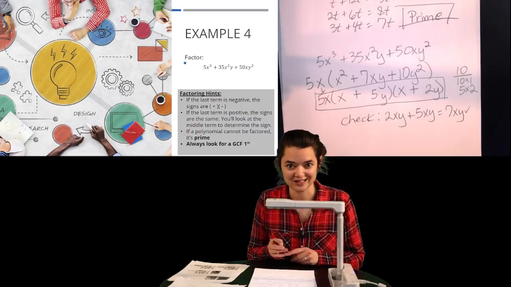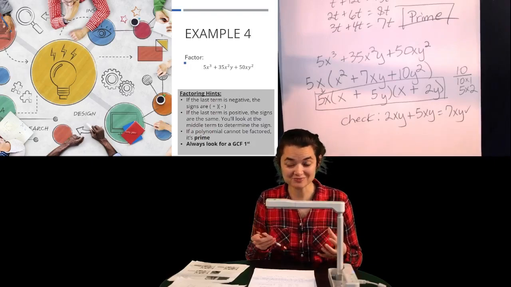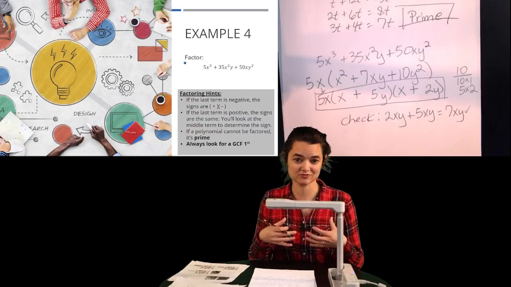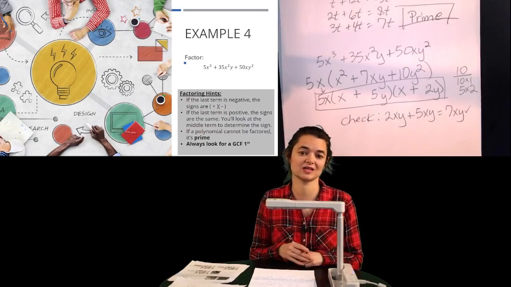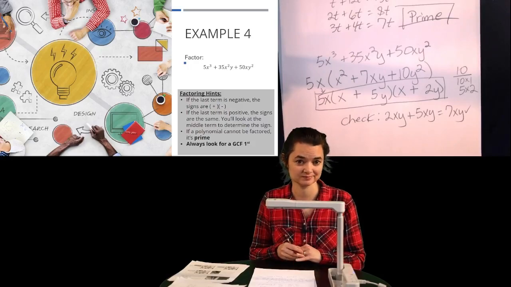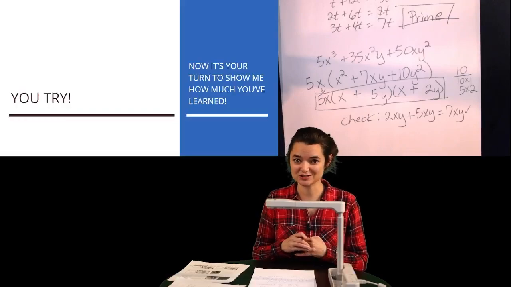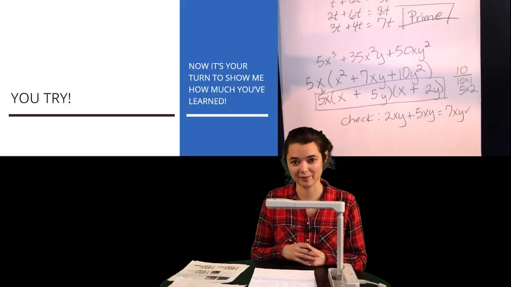So your factoring hint, and I put it in bold because it really is what I would always look for first, is always look for that GCF first. Now it's y'all's turn. You get to try one and show me how much you've learned.